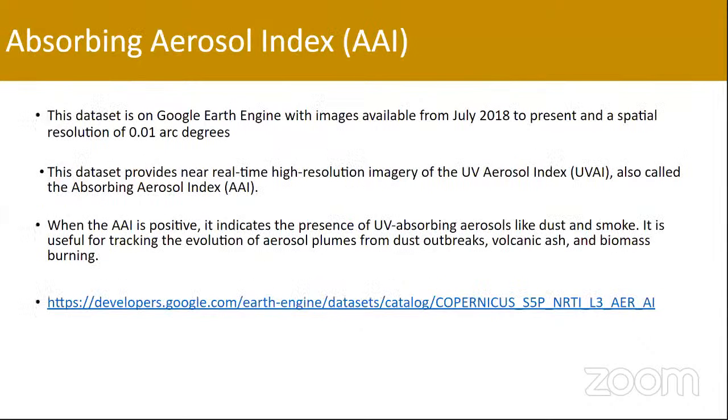Okay, so like I mentioned earlier, the UVAI, or the UV aerosol index, which is also known as the absorbing aerosol index, is available on Google Earth Engine. The dates available are from July 2018 to present, and this data set has a spatial resolution of 0.01 arc degrees, which is about 1.11 kilometers.